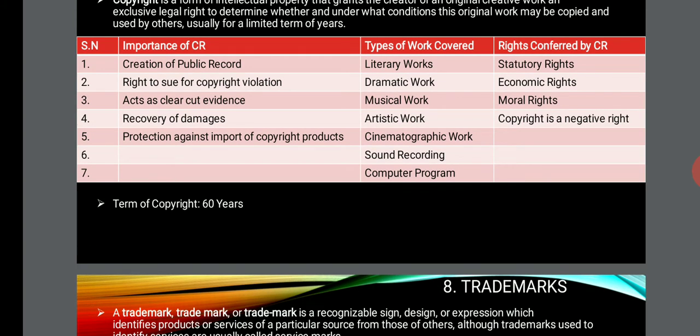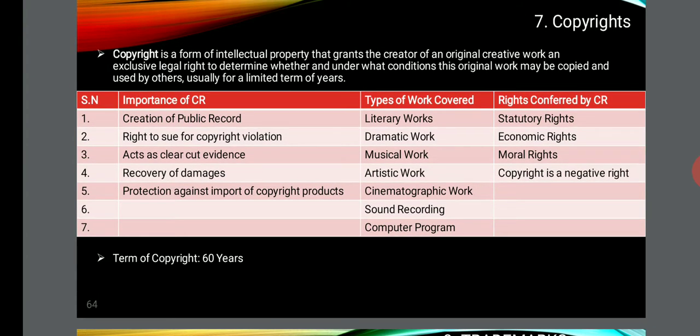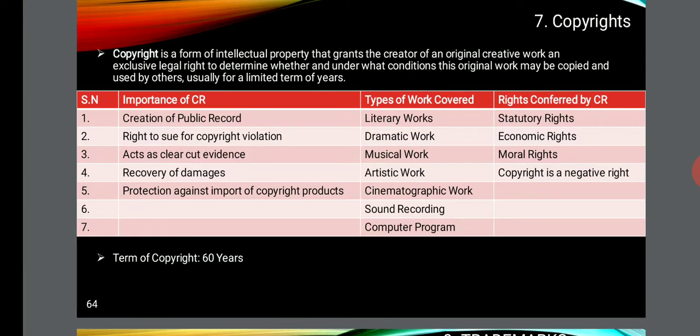Now, types of term for copyright. For how long does copyright remain? It is 60 years. So once copyright is obtained, you cannot copy that particular creation for 60 years. So you would have come across various movies which are remade after 60 years, because then you don't need to obtain copyright. Otherwise, if you want to remake any movie before 60 years, then you'll have to obtain copyright from the person who made it.